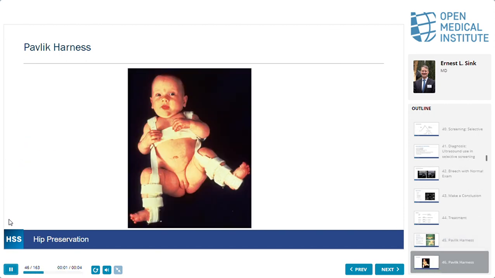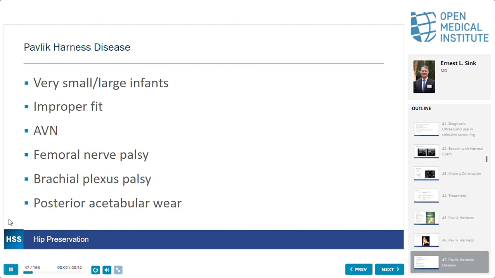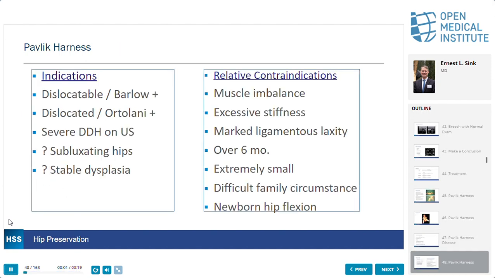Okay, so what is Pavlik harness disease? Well, when you leave it on too long, or some patients are born breech and their legs are flexed, you have to wait for them to be able to push for it to work. If it's not pushing, they're just going to sit there with the harness floating around. So the indications are dislocatable, dislocated, severe ultrasound, subluxating hips, and stable dysplasia. Relative is you have muscle imbalance, stiffness, marked ligamentous laxity. That's hard to tell. They're over 6 months of age. If they're extremely small, you let them grow better.